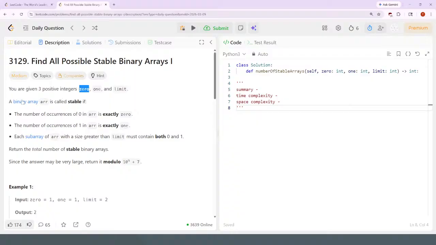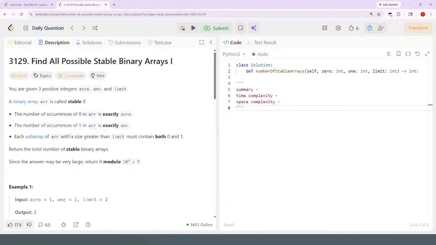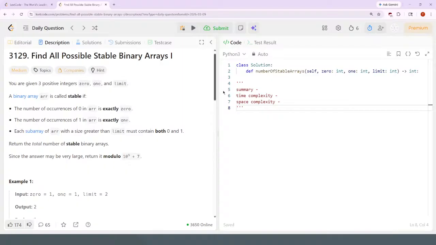A binary array, arr, is called stable if the number of occurrences of 0 in the array exactly equals the zero variable, the number of occurrences of 1 exactly equals the one variable, and each subarray of the array with a size greater than limit must contain both 0 and 1. Return the total number of stable binary arrays modulo 10 to the 9th plus 7.